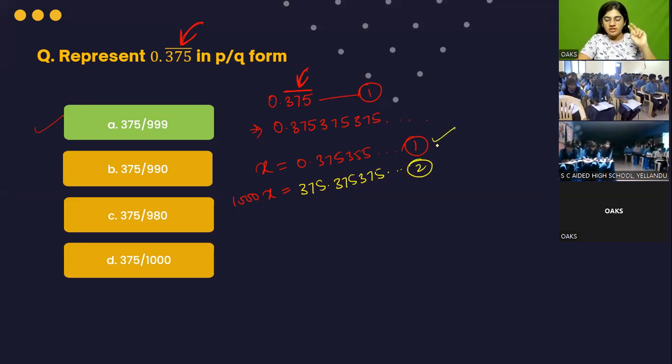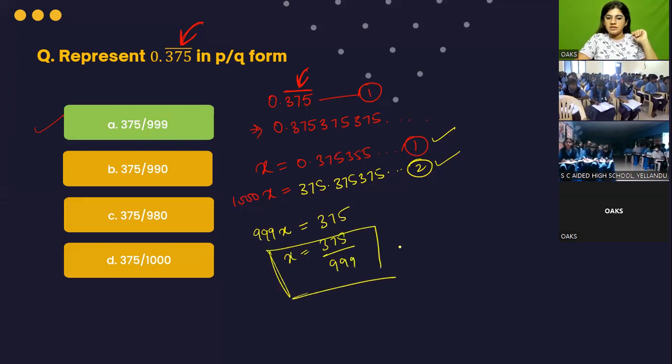So equation 1 you understood. Equation 2 is this when I multiply by 1000 on the left hand side and on the right hand side. Now I have to subtract equation 1 from equation 2. So what I get here is 999x equal to 375, and x will be equal to 375 by 999. So this is option A. As you can see, I had given you around 1 minute. This is not a question that has to be done in 1 minute. It is a 30-second question.